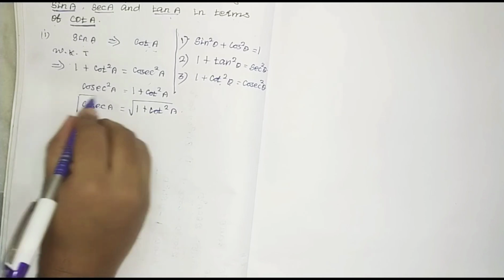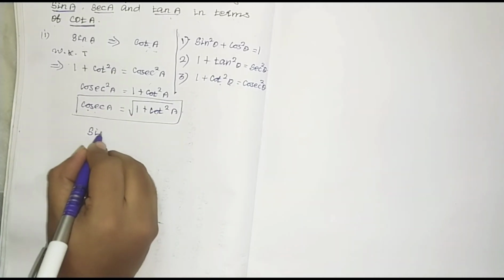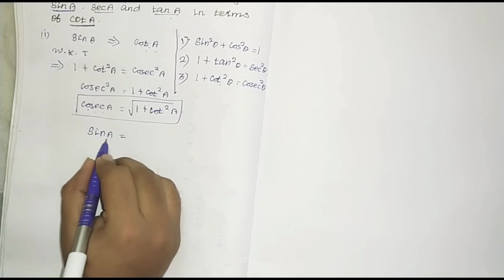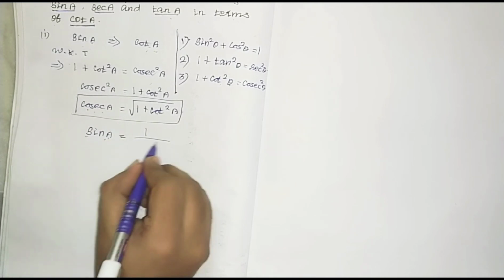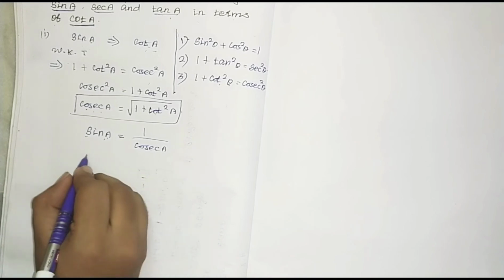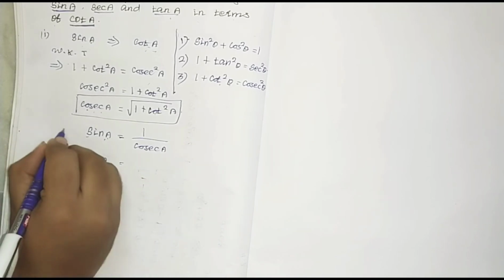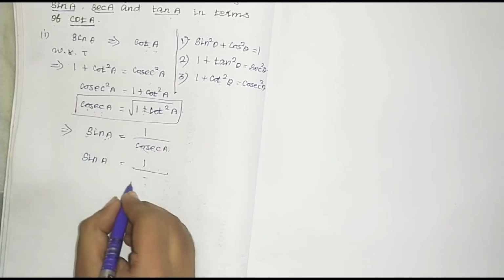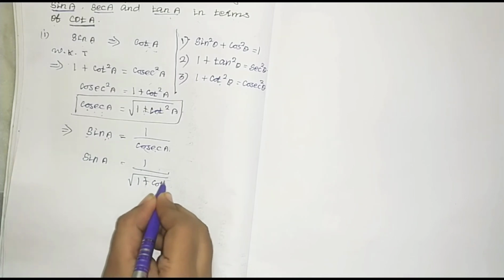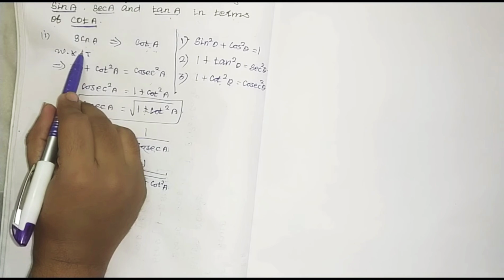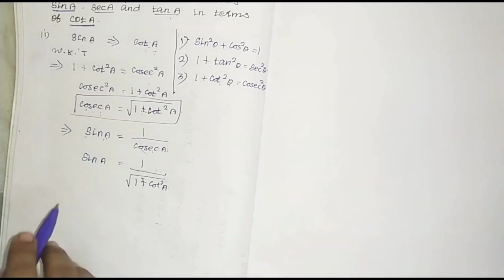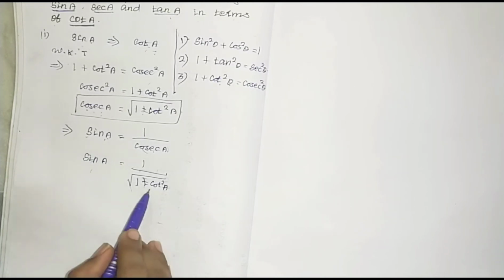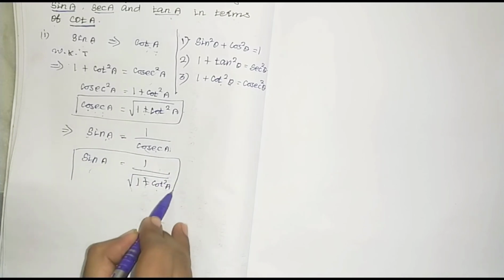Cosecant A we found. Already we know well that sin A is the reciprocal of cosecant A, and cosecant A is the reciprocal of sin A. Sin A, which we need now, we can write as 1 divided by cosecant A. Now we found cosecant A, so we can write the answer: square root of 1 plus cot square A. The question was to convert sin A to cot A. So the sin A answer is 1 divided by square root of 1 plus cot square A. Sin A we converted to cot. So this is the first part.